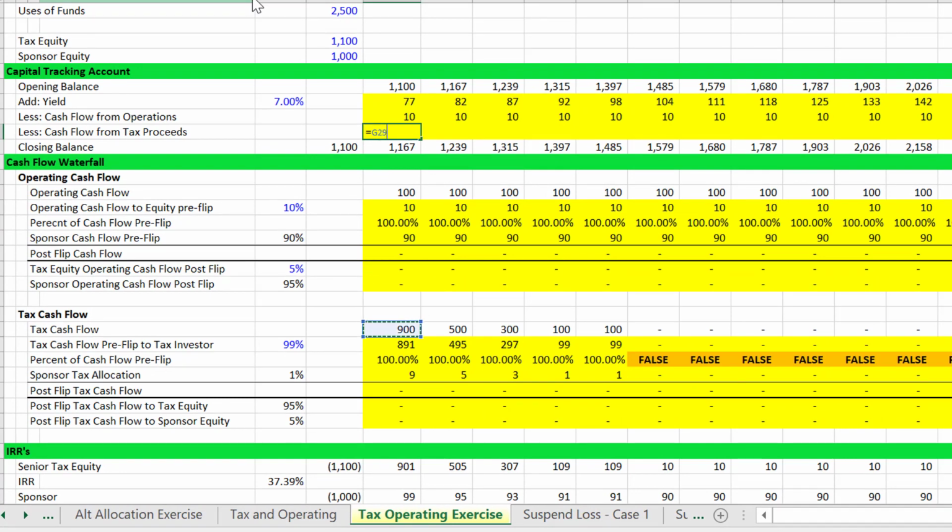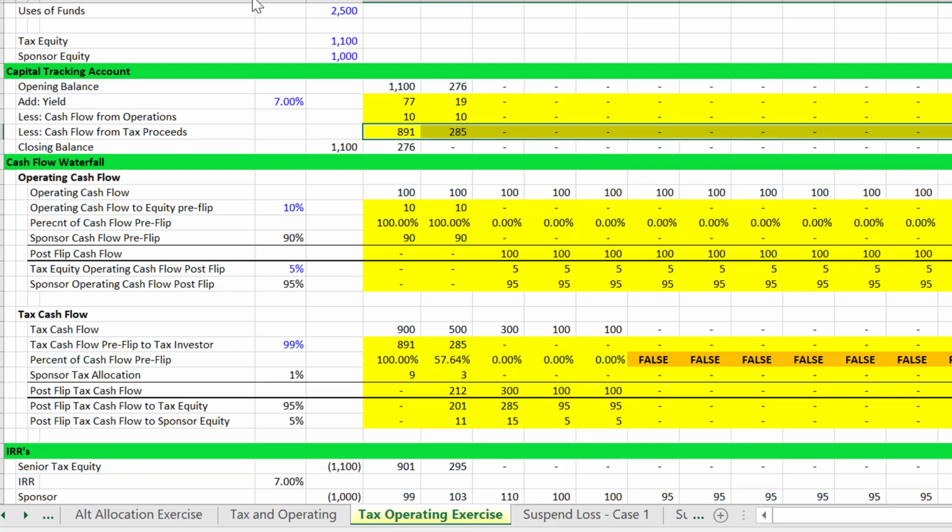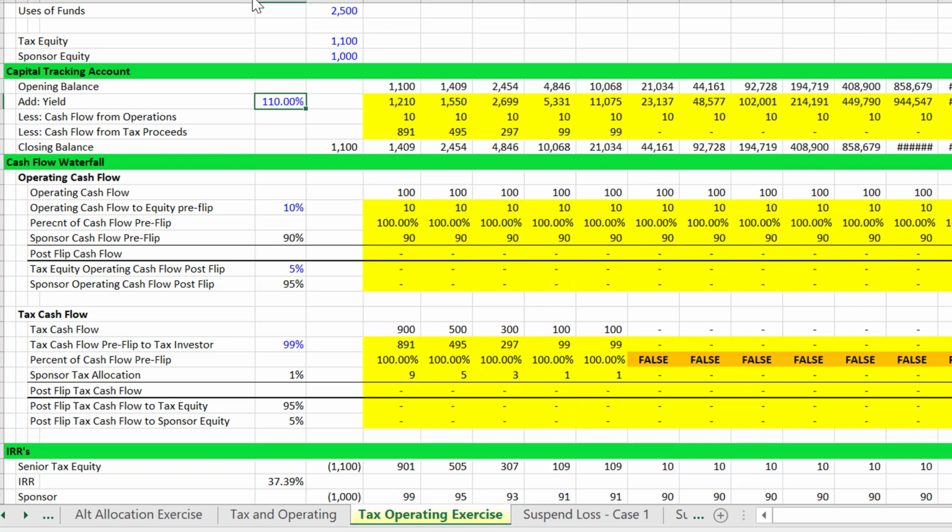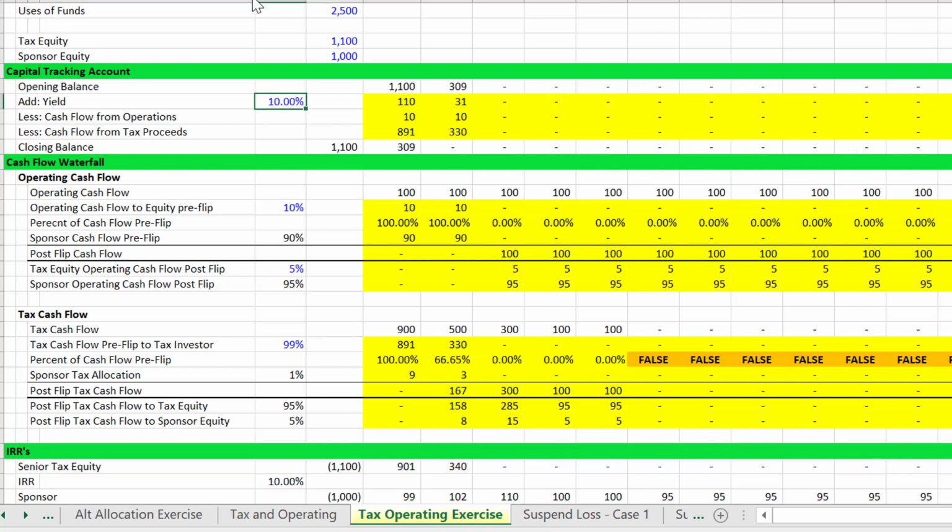We attach this to the second part of the cash flow waterfall. And you attach this to the tax cash flow pre-flip. And you put it in, and then you're flipping in just a year. If this was 10%, oops, I meant to be 10%, then 20%, it still flips in exactly the same year.